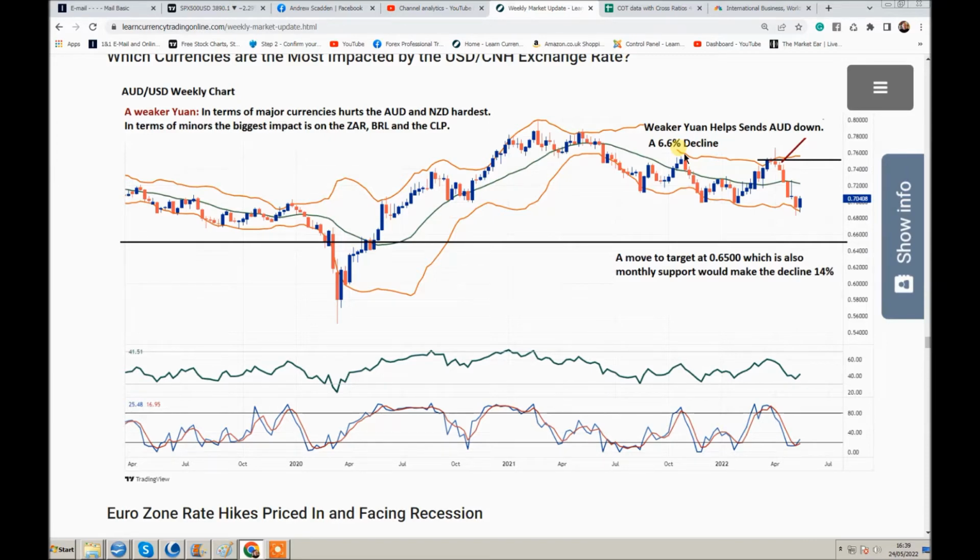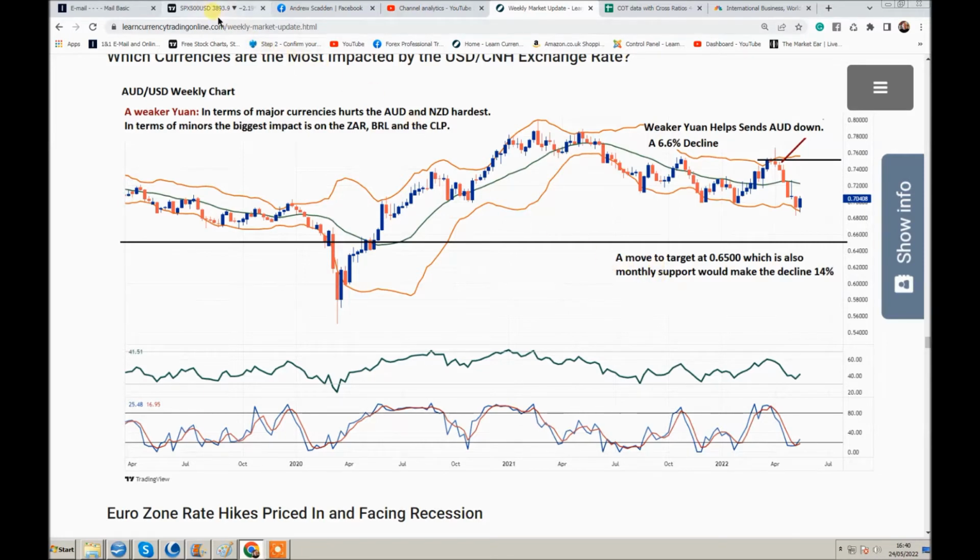You've seen a little bit of a rally in the yuan, which corresponds with a little bit of a rally in the AUD. So yeah, we're looking for more downside in this one, down to here. That's 14%. Okay, so if the yuan hits target, that'd be 13.5. This will be 14. So yeah, keep your eye on the yuan because it will have a big influence.